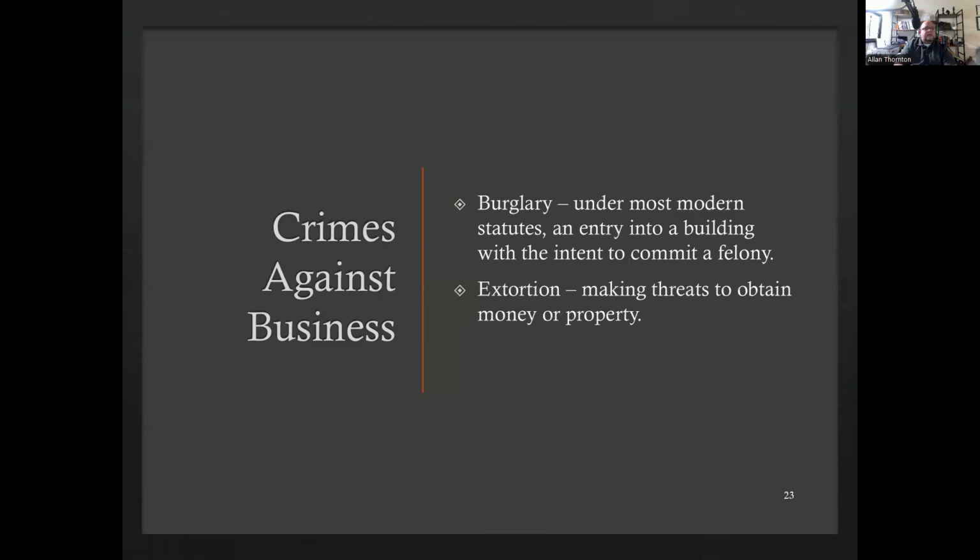Burglary is normally going to include entering into a building with the intent to commit a felony, and extortion is making threats to obtain money or property. We've all seen different movies and things where someone's being extorted. Hollywood loves to use this in their crime shows: when one person kills another person, it's because they were being extorted by that person. Extortion happens on a small scale and on a large scale in businesses quite a bit.